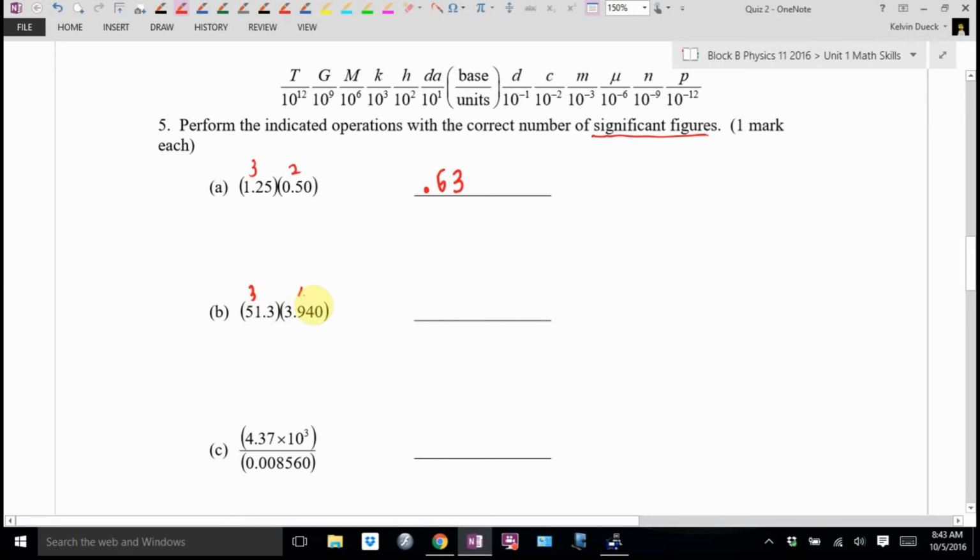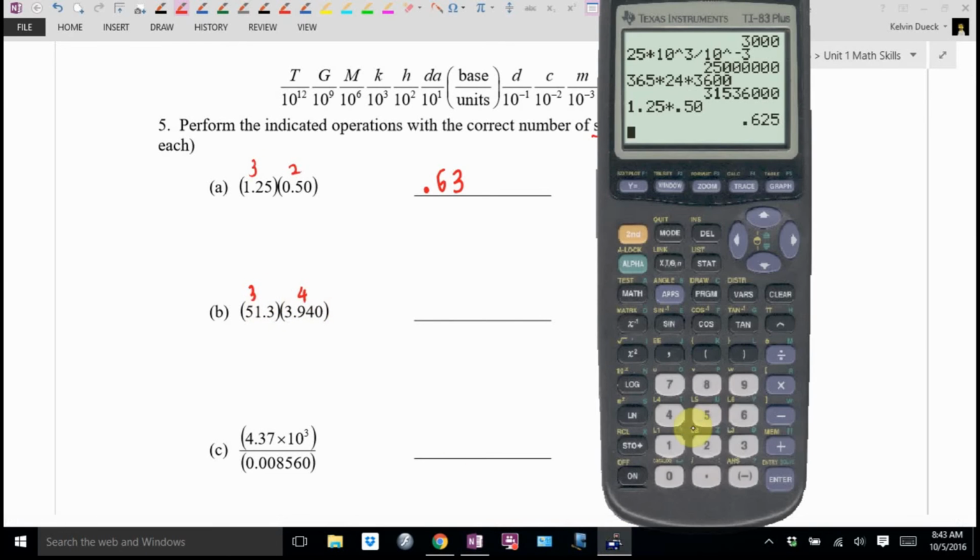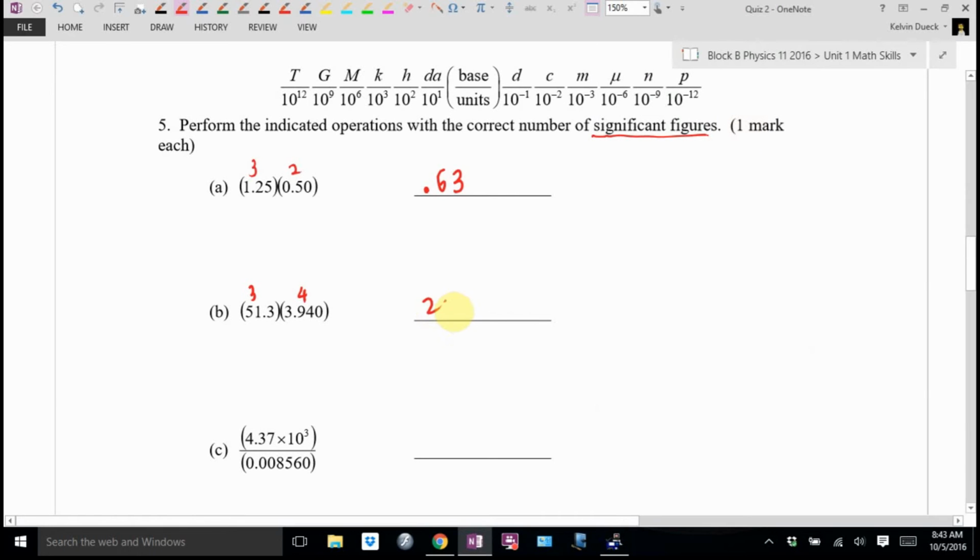3 sig figs, 4 sig figs. I'm going to round to 3 sig figs. You know what? Right there. 202. You could put a decimal there, because that's still 3 sig figs. It's unnecessary. You would really only put the decimal there if instead of a 202, I had a 200 even, and I wanted to show that that was 3 sig figs.